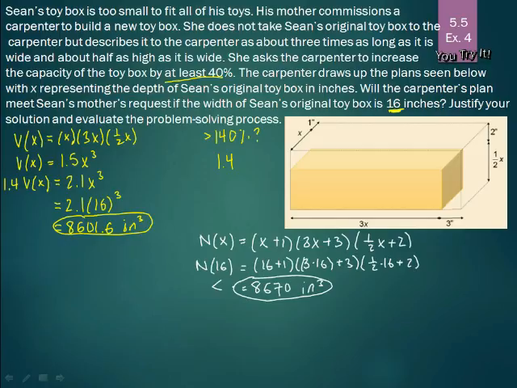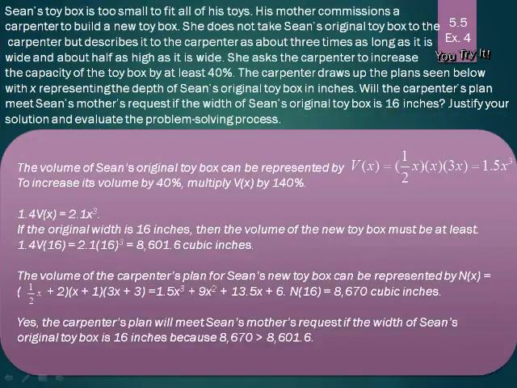So let's go ahead and summarize our answer. The volume of Sean's original toy box can be represented by v of x equals 1/2 x times 3x equals 1 5/10 x cubed. To increase its volume by 40%, multiply v of x by 140%. 1 4/10 v of x equals 2 1/10 x cubed. If the original width is 16 inches, then the volume of the new toy box must be at least 1 4/10 times v of 16 equals 2 1/10 times 16 cubed equals 8,601 6/10 cubic inches.